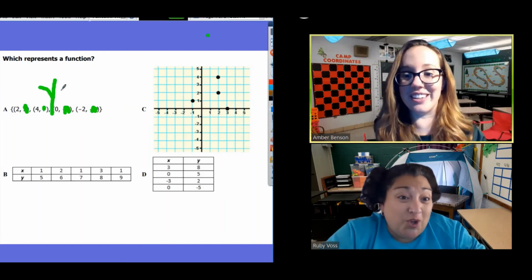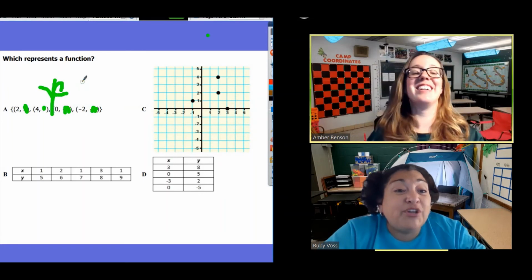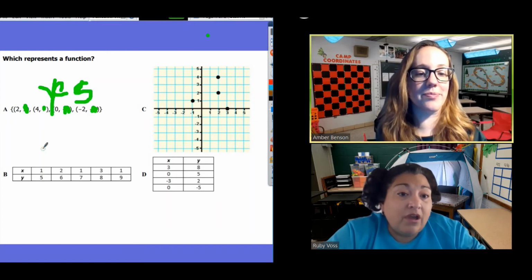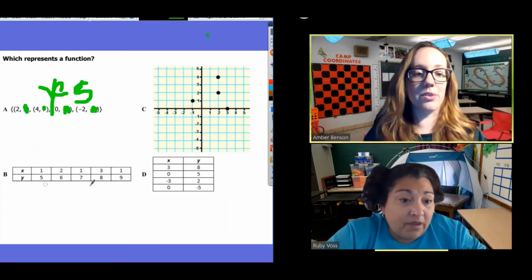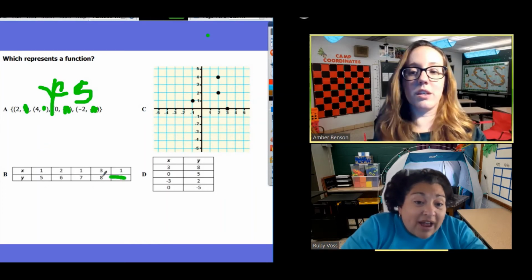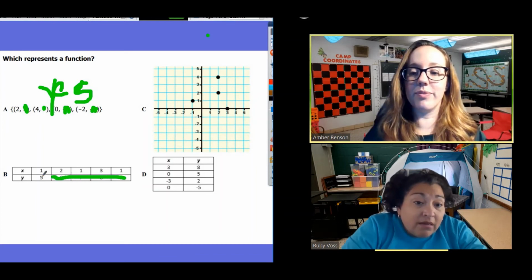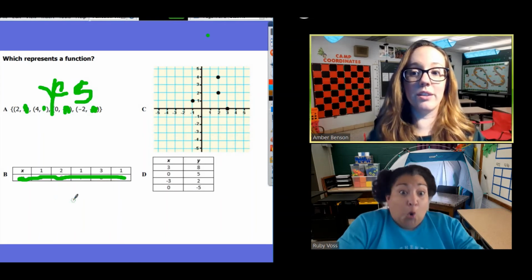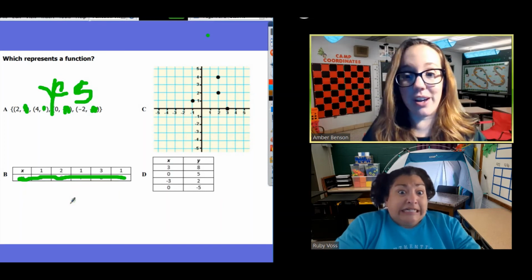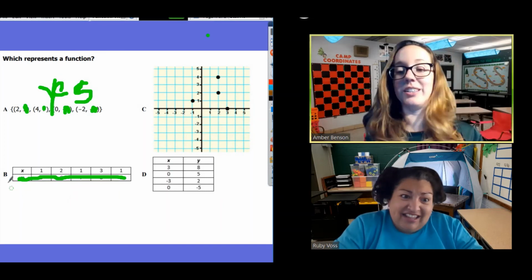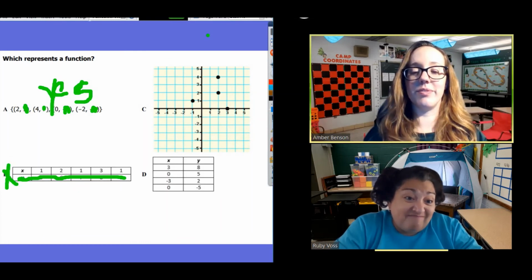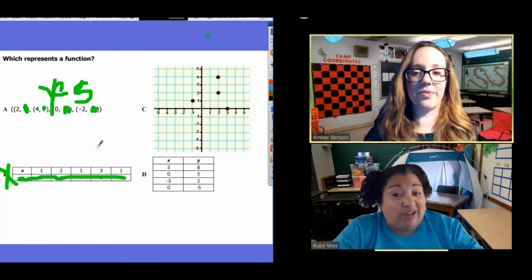That looks good. So that's a function. I'm going to put a yes by it. Okay, let's check the others because we need to know how to do all the different kinds. Can we go to B? I'm going to get rid of the y's. The y's don't matter. So just look at the row that says X, and it's 1, 2, 1, 3, and another 1. Not good. That had repeats, so that is not a function. Put a big old X on that one.